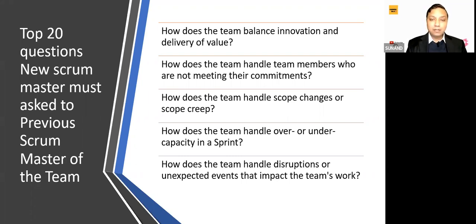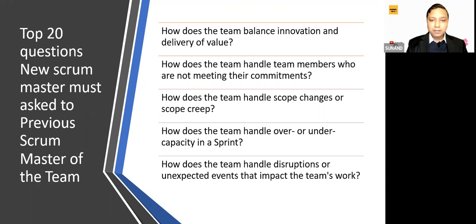How does the team handle over or under capacity in a sprint? Again, an important one. Let's say there is pressure from the PO that you have to deliver a certain amount of features or user stories, and the team members are on leave. What is the approach of your team, right? How did you handle those situations in the past? So ask these kinds of important questions.